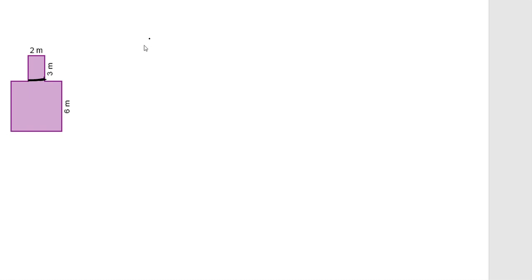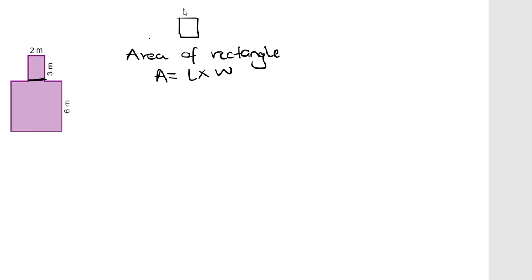So let's find the area of the rectangle. Because I'm working with two different shapes, I'm going to write a little heading, area of rectangle, just so my working out is nice and clear. So for the area of a rectangle, the formula is area is equal to length times width. Also, if it helps, you can draw the shape separately, so you can see, yep, that's 2 meters and that's 3 meters. So my length is 3, my width is 2. Area is equal to 3 times 2. Area is equal to 6 meters squared. So I found the area of my rectangle.